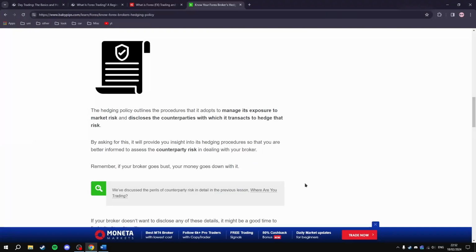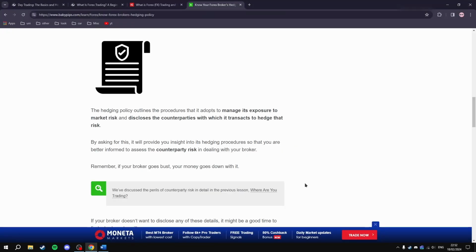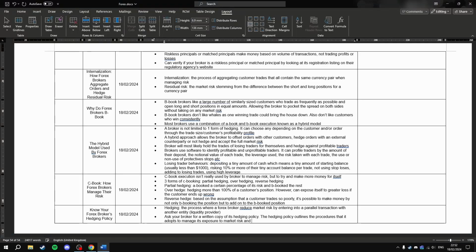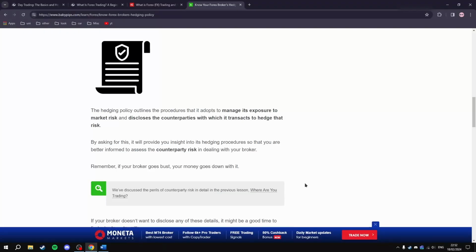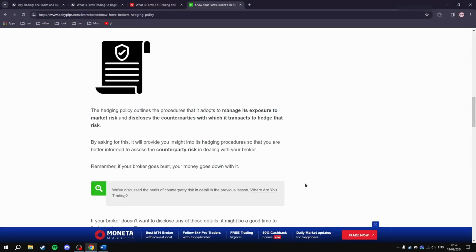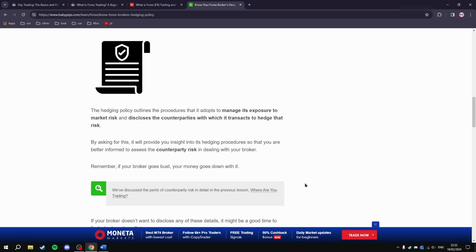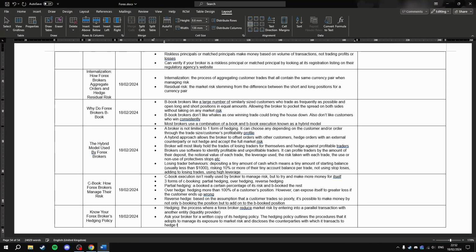To manage market risk and discloses the counterparties with which it transacts to hedge that risk.